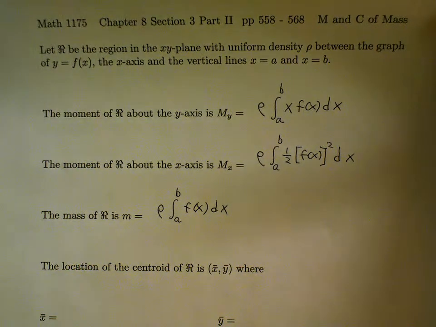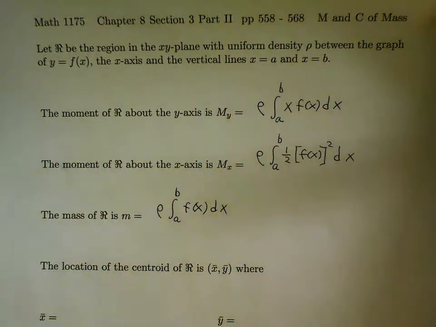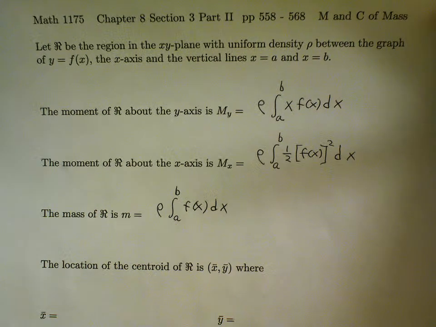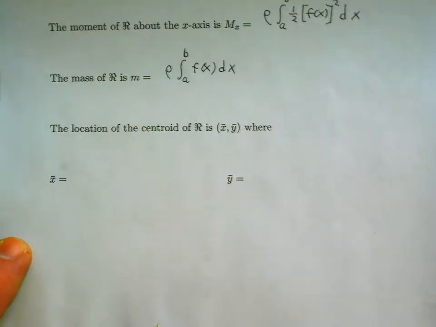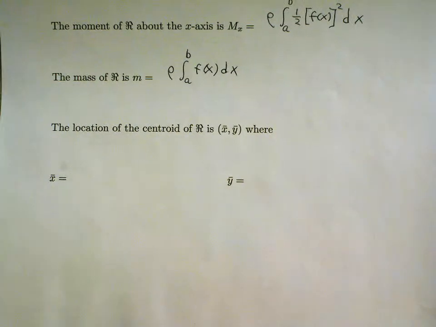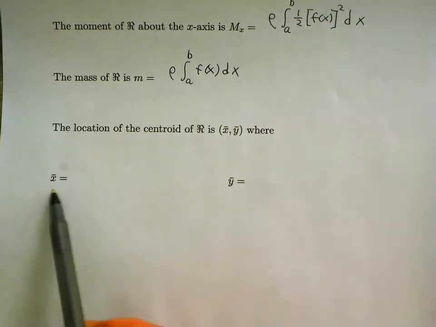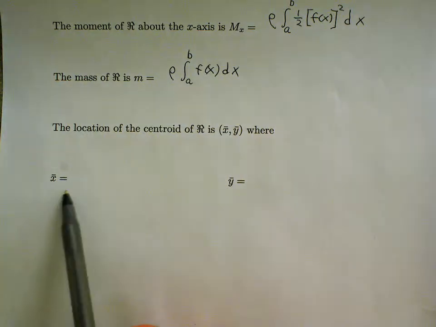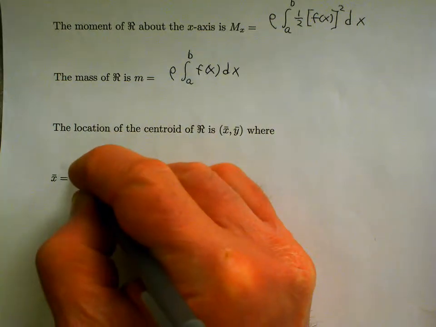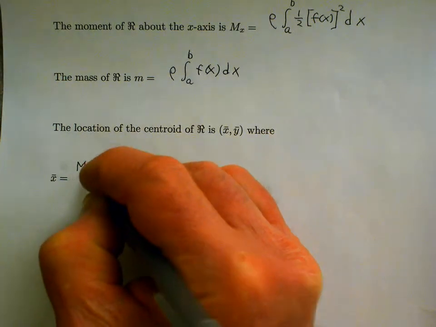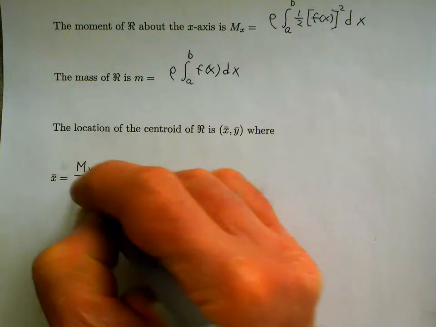Okay, then the location of the centroid is x bar, y bar. So it might be useful to memorize, before writing the definite integrals, the definition of x bar. That's the moment of the region about the y-axis divided by the mass.